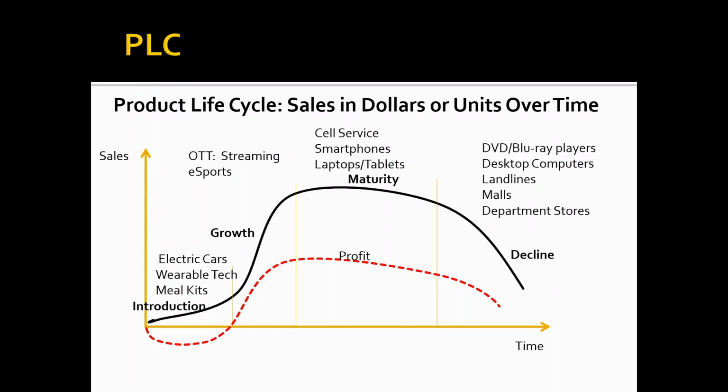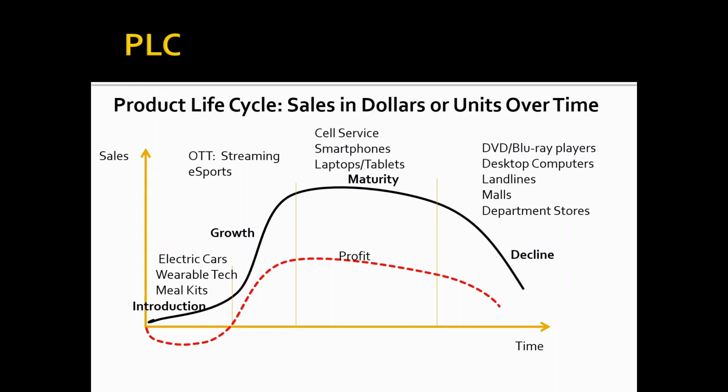Growth, unfortunately for everybody, usually ends and then the sales reach a period where they level off. We call that maturity. We can see that profit mirrors that. Profit's relatively high, but as over time sales ebb, so does profit. What might be some products or services in maturity? Cell phone service, smartphones. I think penetration is now 91% of all the people who have phones have smartphones. Laptops and tablets.